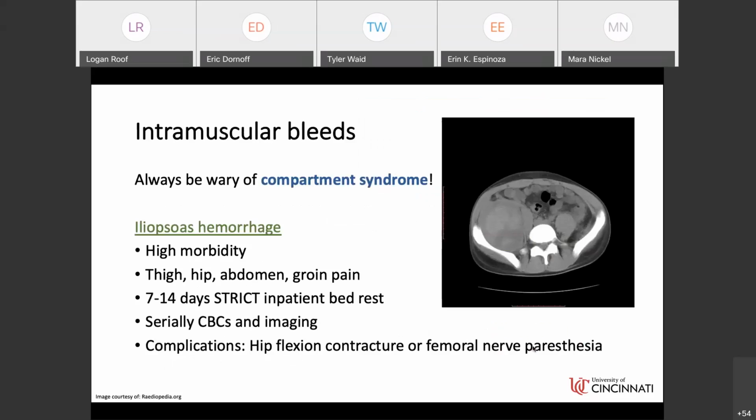Intramuscular bleeds are less common, but can be deadly, and that's because of compartment syndrome. Specifically, iliopsoas hemorrhages can be very deadly because they hide. They can create a lot of blood loss that you might miss early on, and these patients have to be treated in the hospital for weeks with serial labs and imaging. Complications from this are going to be like a hip flexion contracture and even femoral nerve paresthesias.